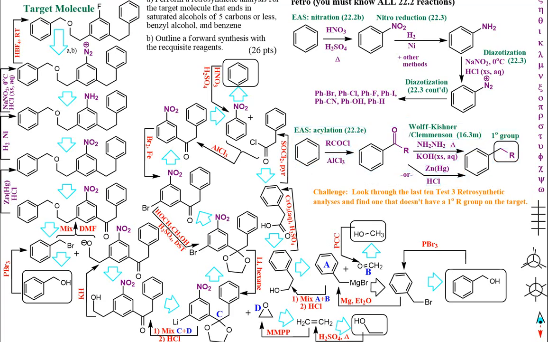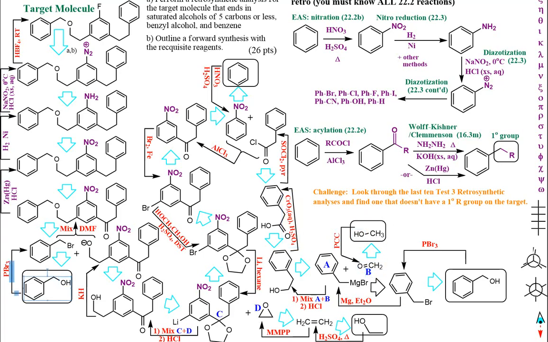Let's start with the boxes until they meet up with other molecules. Benzyl alcohol reacts with PBr3 to make benzyl bromide. It can then be converted to a Grignard reagent using magnesium and diethyl ether. Methanol can be reacted with PCC to make formaldehyde. We'll talk about A and B coming back later.